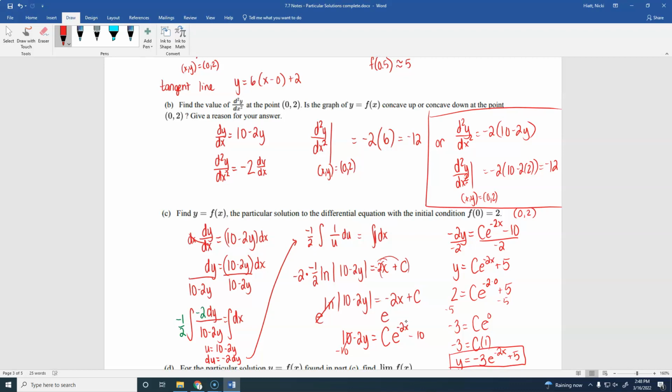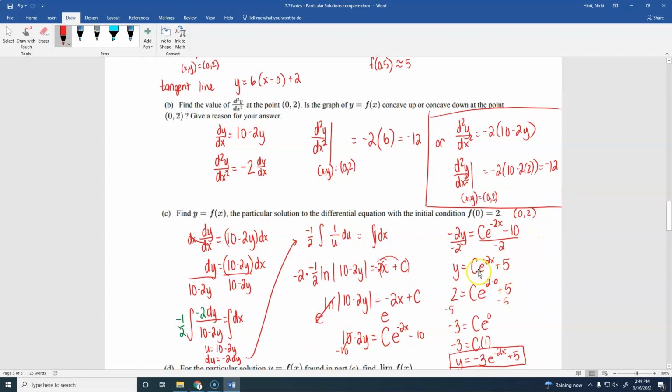Would that be like pre-calculus algebra? No. I mean, this last part right here, solving this, yes. This part's definitely calculus. I know that all that's like calculus.